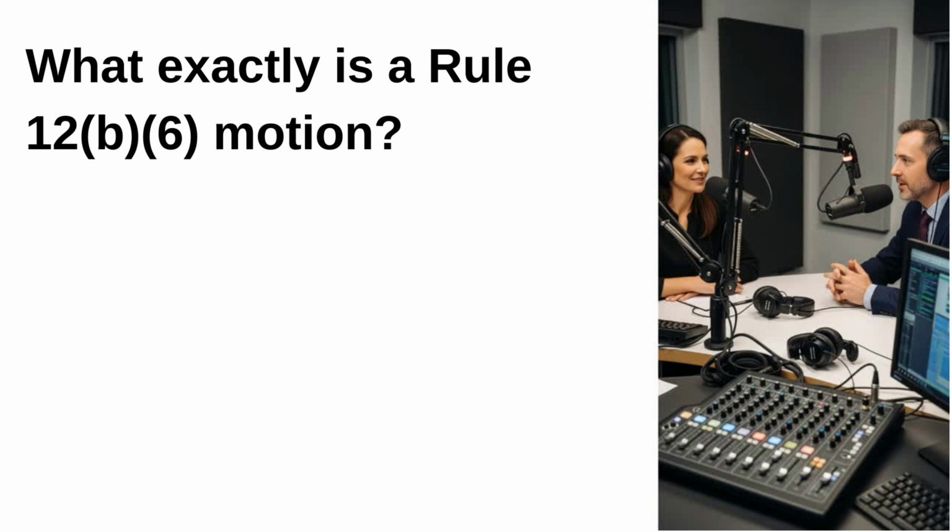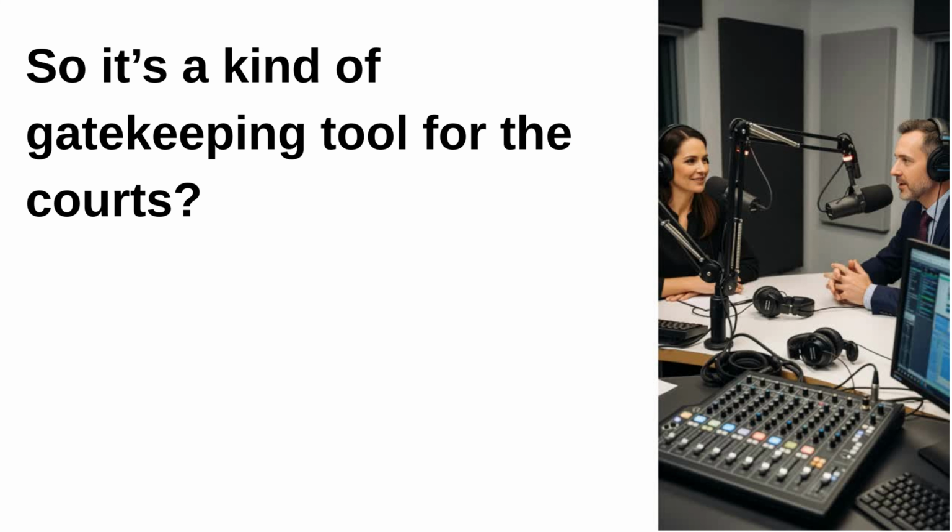It's less about the truth of the facts and more about whether those facts add up to a legally recognized claim. So it's a kind of gatekeeping tool for the courts. Exactly. It prevents meritless cases from moving forward into expensive discovery and trial. Historically, this was called a demurrer, and Rule 12b-6 modernizes that idea.